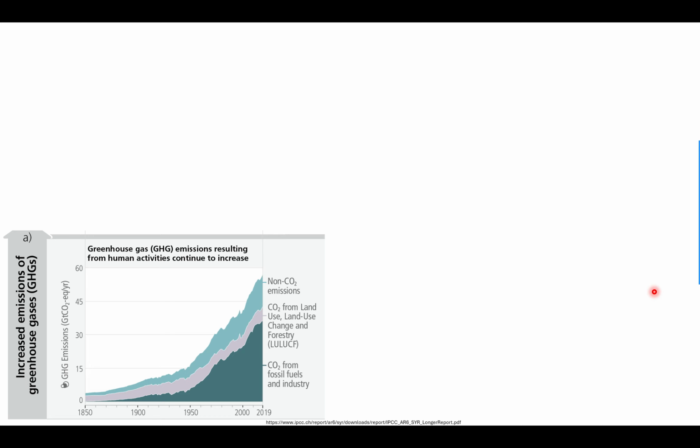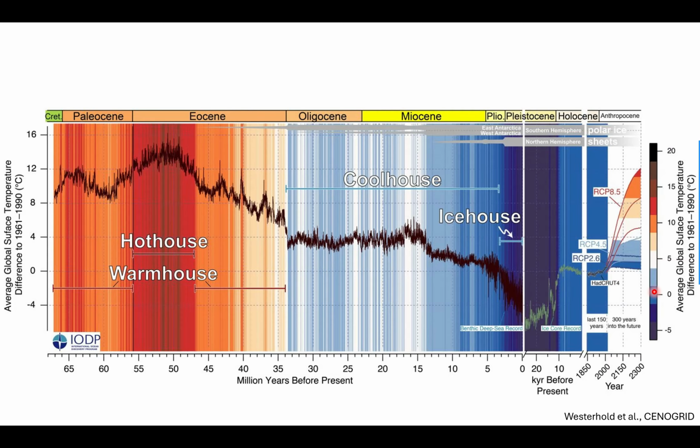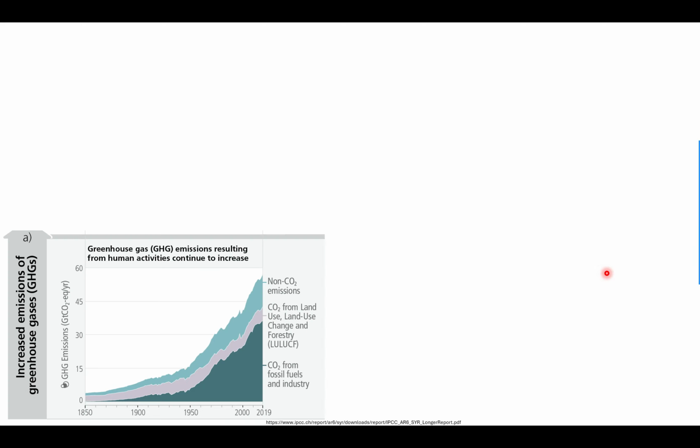So there are a lot of these climate change deniers. You might have heard, or you might have experienced firsthand, people who say that temperatures have risen in the past, and it is also rising now. So what's the big deal? The big deal is that there is an increase in emission of greenhouse gases.